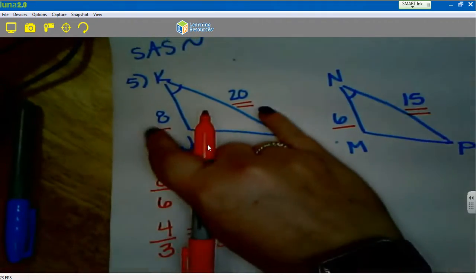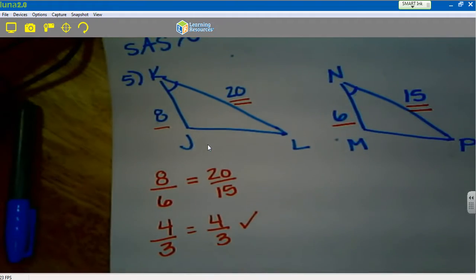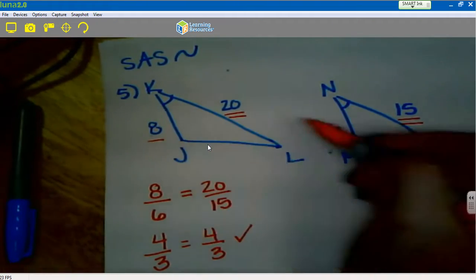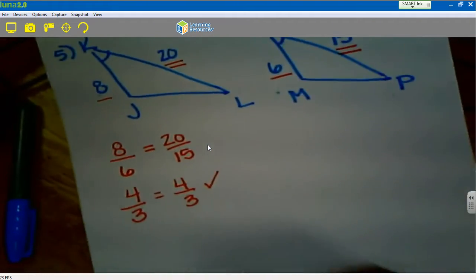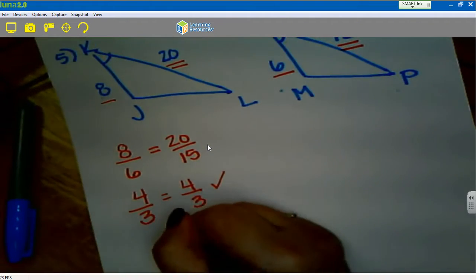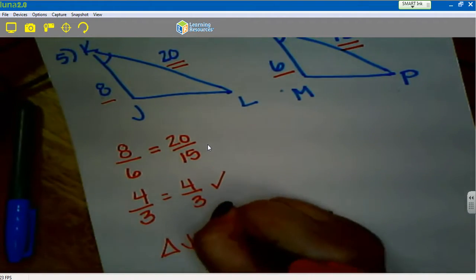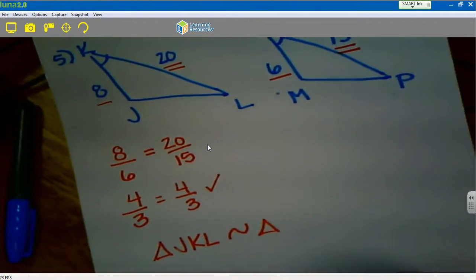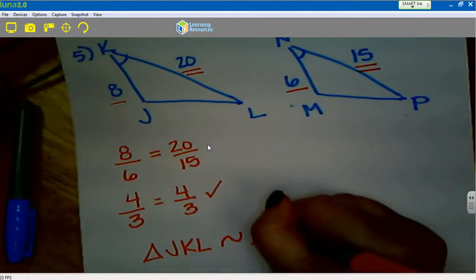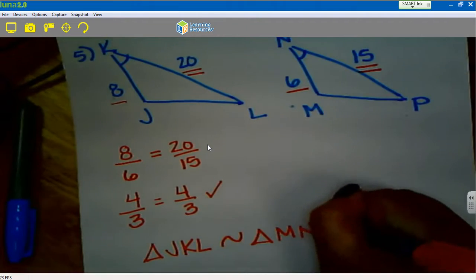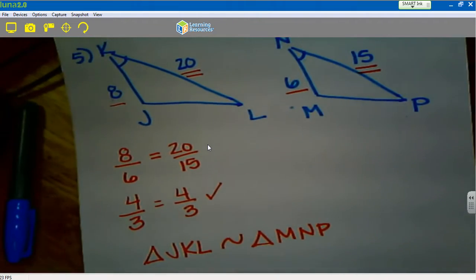So we have a pair of sides that are proportional, and then we have the included angles that are congruent. So we can say that triangle JKL is similar to triangle MNP.